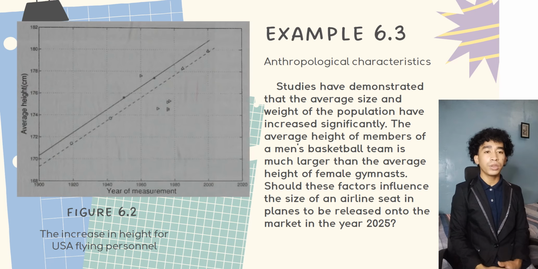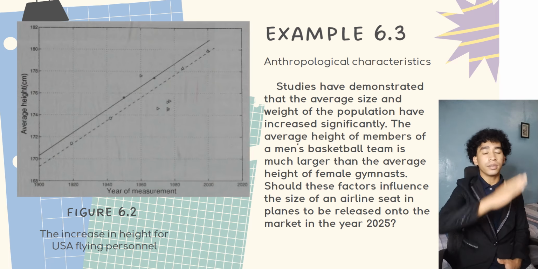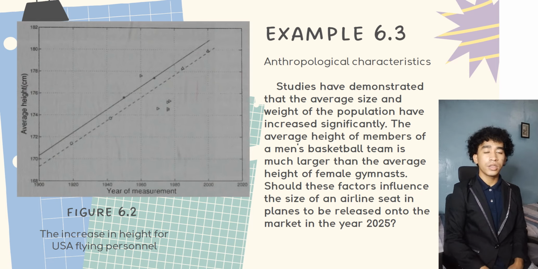Figure 6.2 on the left side shows the increase in height for USA flying personnel. As you can see, it is increasing. The lines which you can see on the graph have been used as a predictive estimate of the future trend in height of these cohorts.